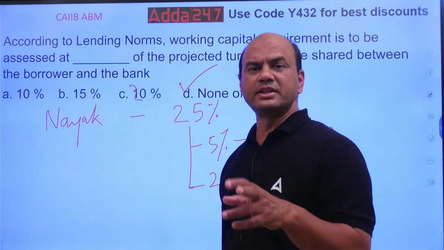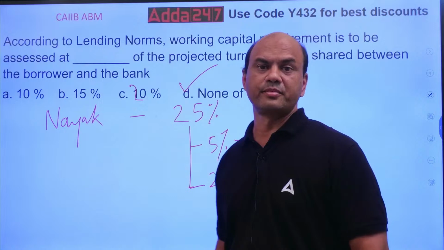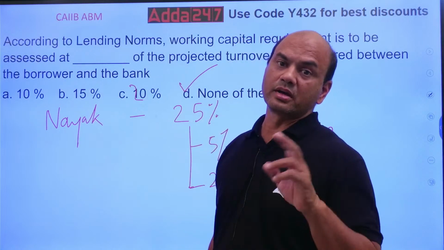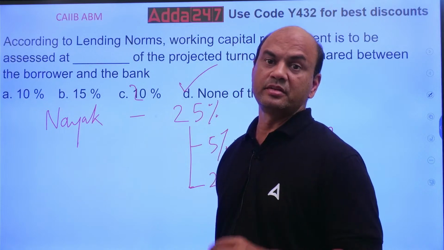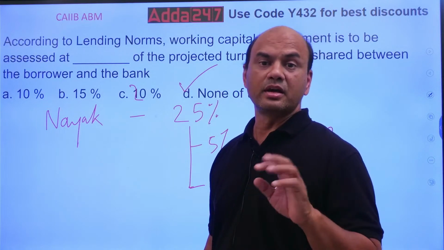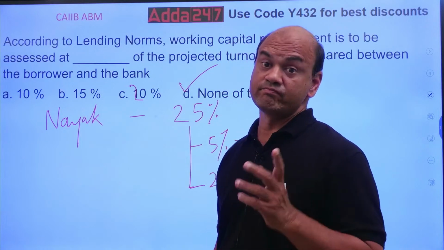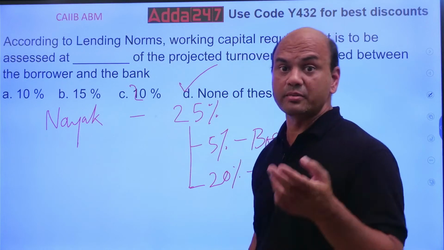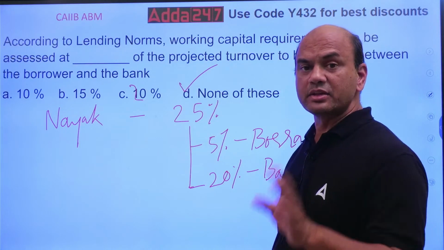Right? Current asset minus current liabilities into 75%. Method 1. Method 2: current asset into 75% minus current liabilities. Method 3: current asset minus 100% of the core current assets. 100% of the core current assets under method 3, Tandon committee. Okay? So these are the 2 main methods.